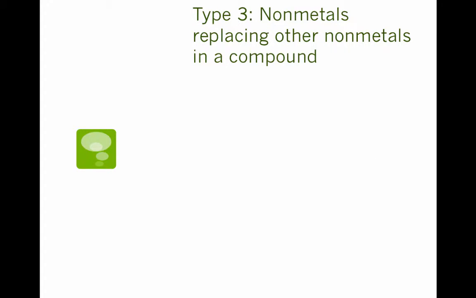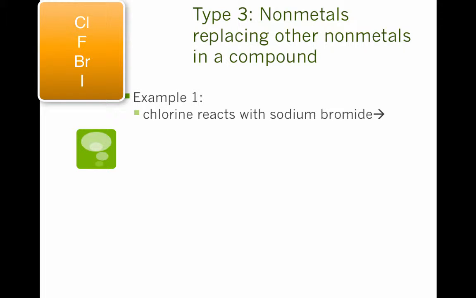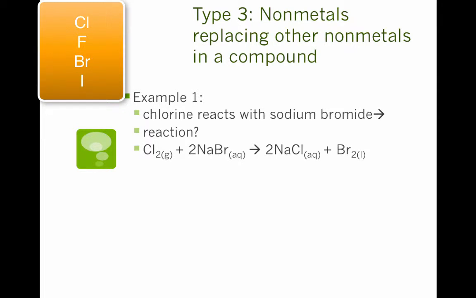The third type, nonmetals replacing other nonmetals in a compound. First example, chlorine reacting with sodium bromide. There's also an activity series for nonmetals. Thus, you have to check that, and from the activity series, you can see that chlorine is above bromine. So there's a reaction producing salt and bromine liquid. Remember our Hunkelbriefs, our diatomic molecules? Bromine is one of those. So make sure you balance the equation once you have determined what the products are going to be.